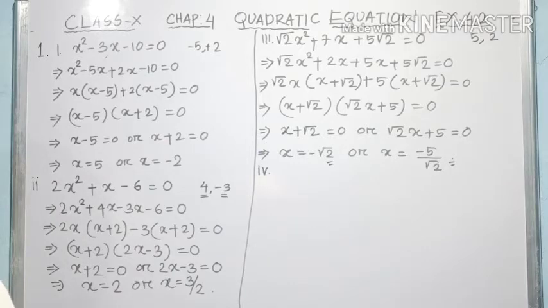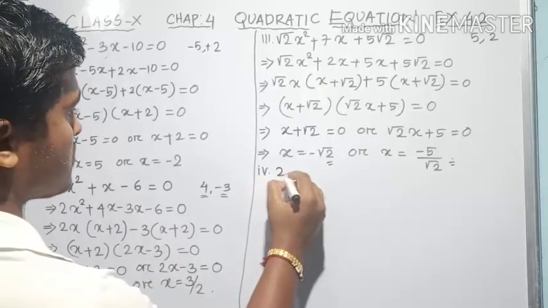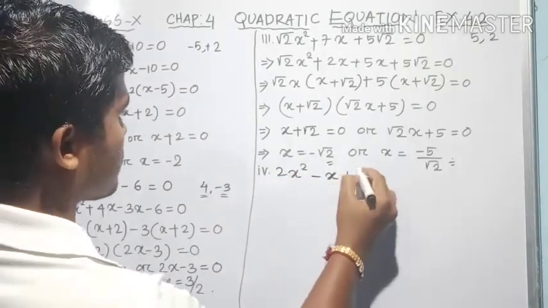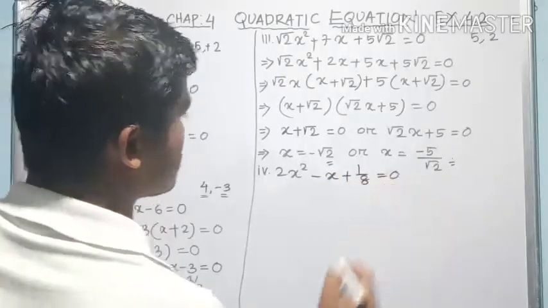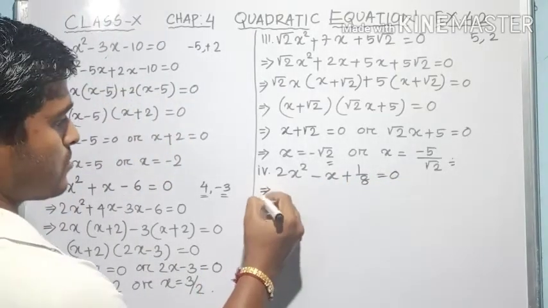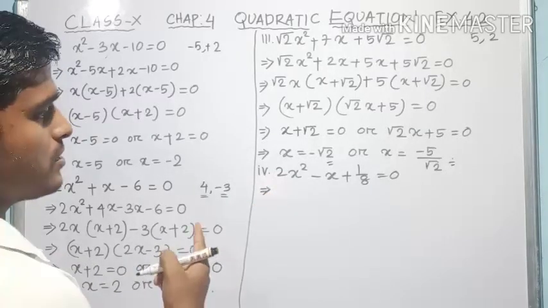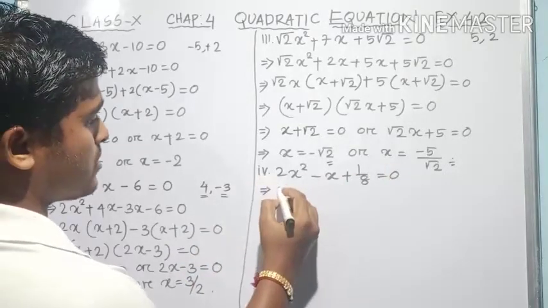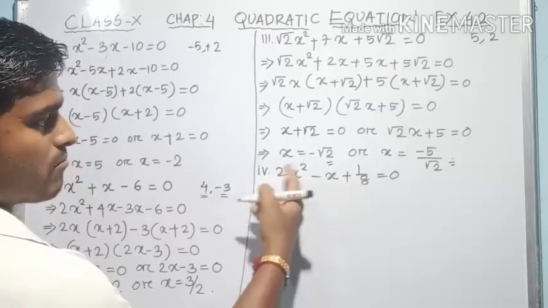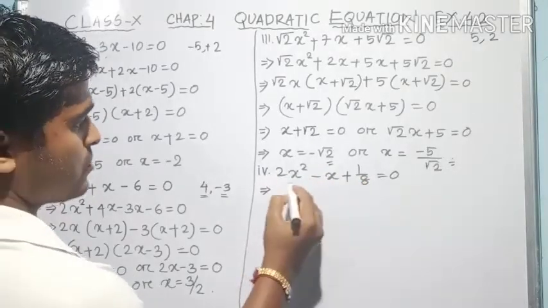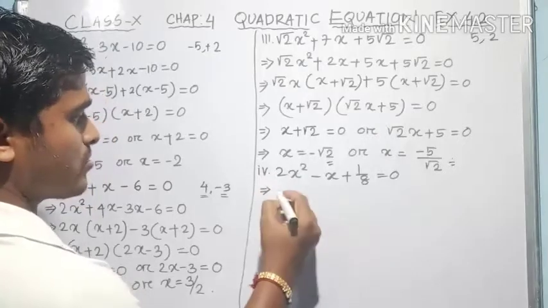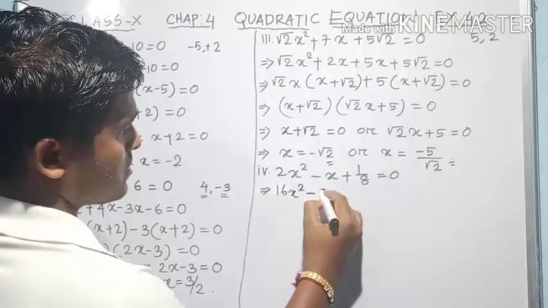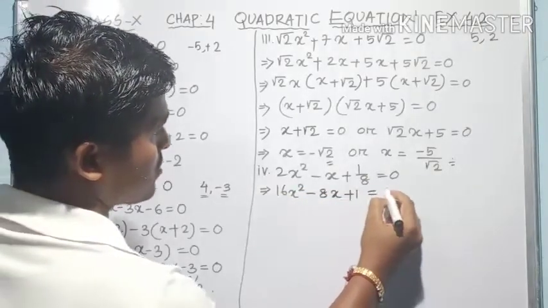2x square minus x plus 1 by 8 is equal to 0. Just multiply 8 throughout the equation. By taking LCM, this is the same. So on multiplying 8 throughout the equation, it will be 16x square minus 8x plus 1 is equal to 0.